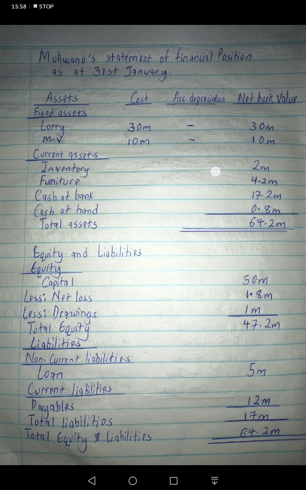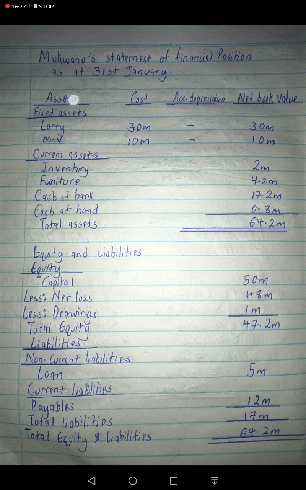Then moving on, remember our question had required us to also extract a balance sheet, or what I may call the statement of financial position, and it was at 31st January. So after you knowing that, then we can have our assets. You know how the format looks like for a balance sheet.